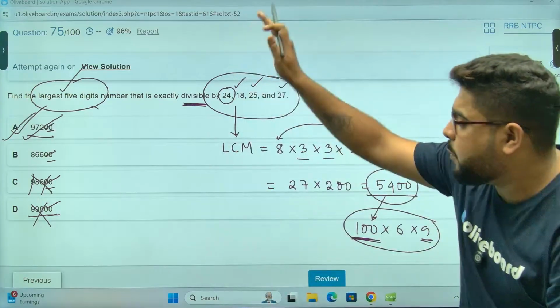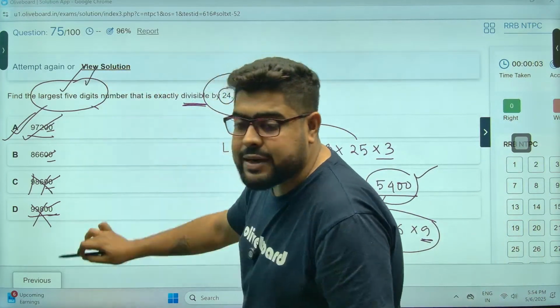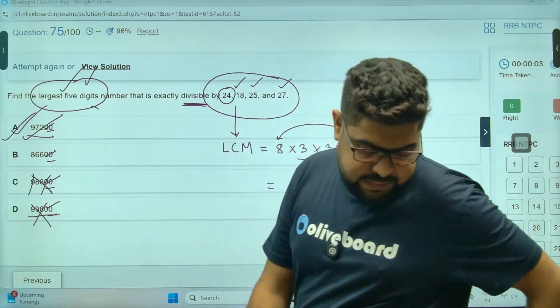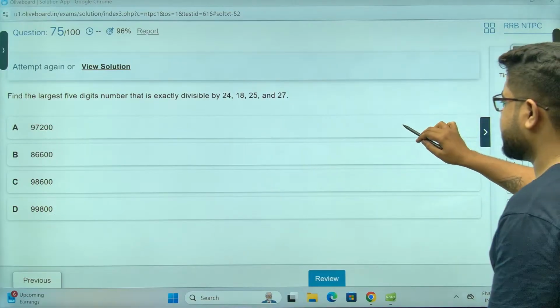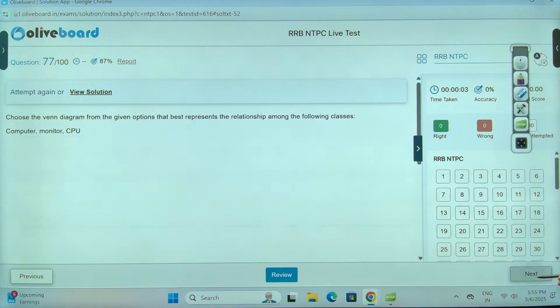And you see what process I've followed. I need the largest number, so I've started from the largest option. So this was the largest, then this one, then this one. Clear, everyone? Everybody clear, sir? Chalo, sir. This is the answer, 97,200. Next one.